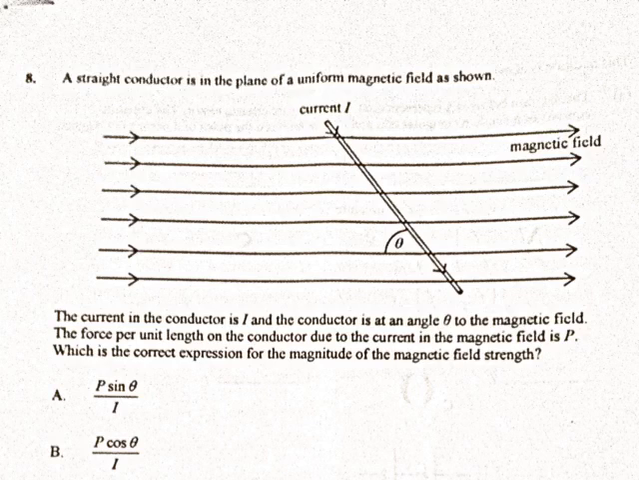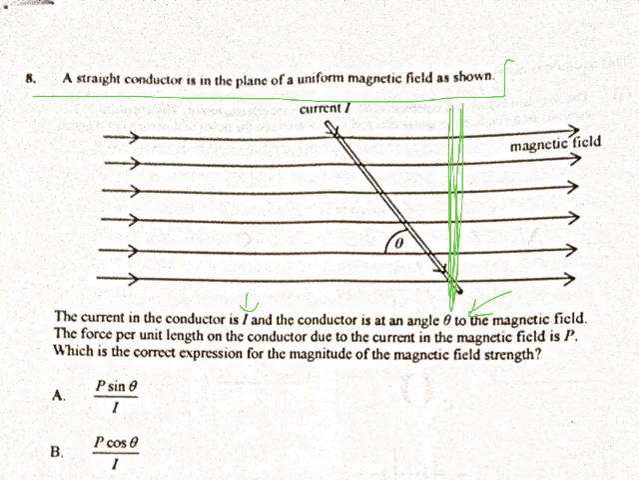So here we have a straight conductor in the plane of a uniform field. The current is not at 90 degrees, so we need to find out exactly how much of that is. What is it actually asking for? The current in the conductor is I. There's an angle to the magnetic field. The force per unit length is P. Write an expression for the magnetic field strength.